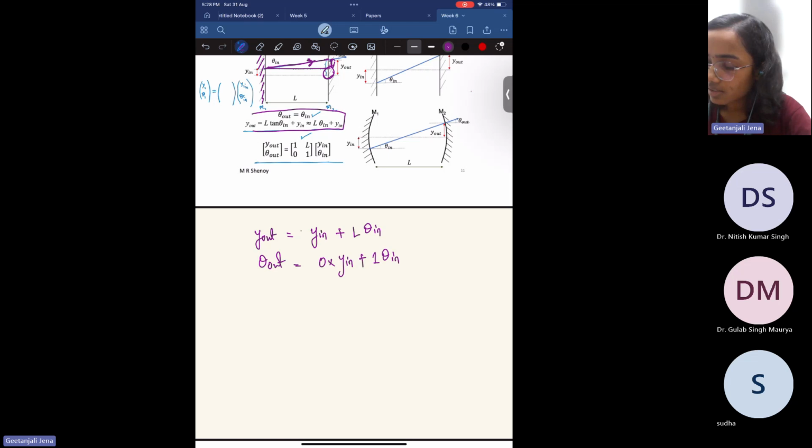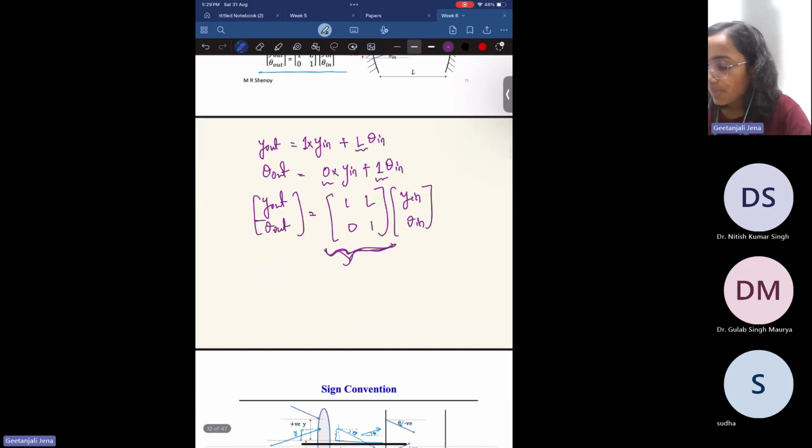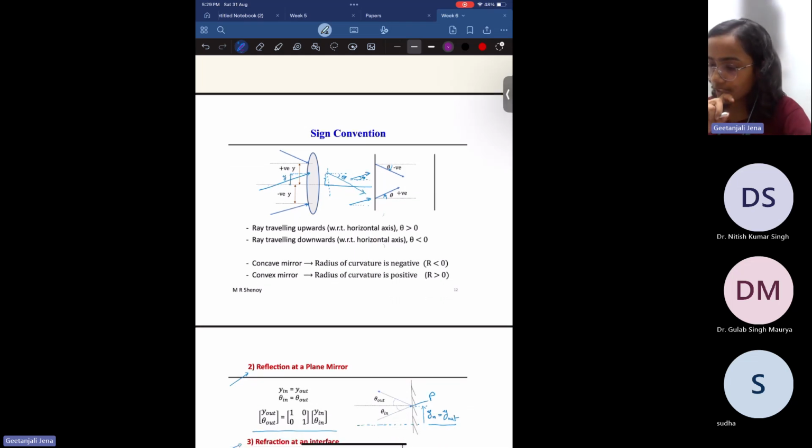So that means the matrix elements are 1, L, 0, 1. So if you write y out, theta out in terms of matrix, it will be the matrix 1 L 0 1 times y in, theta in. So this is the matrix that shows the propagation behavior of light inside the resonator. So if you want to find out the propagation behavior of a ray, then you have to use this matrix 1 L 0 1. And the next part is, okay, before going to the next part, let us see the sign convention.